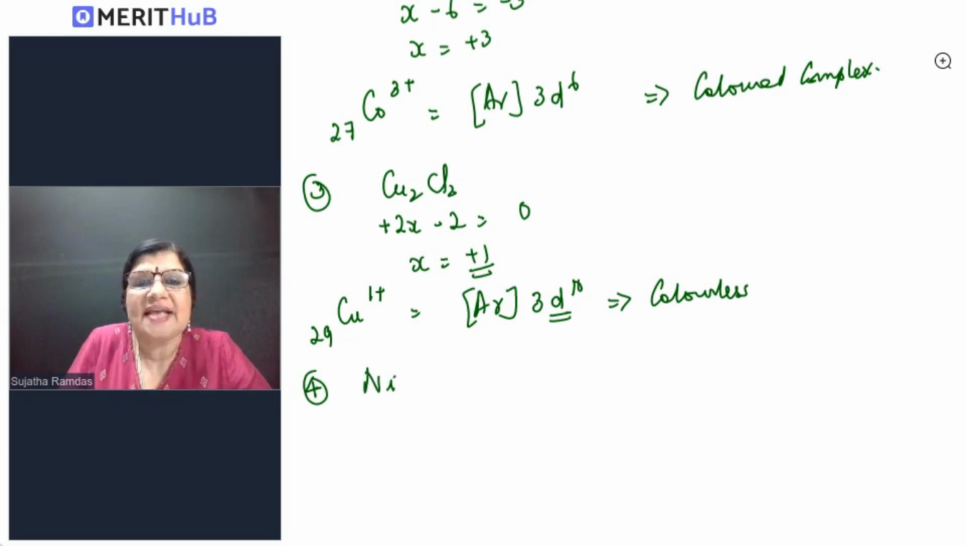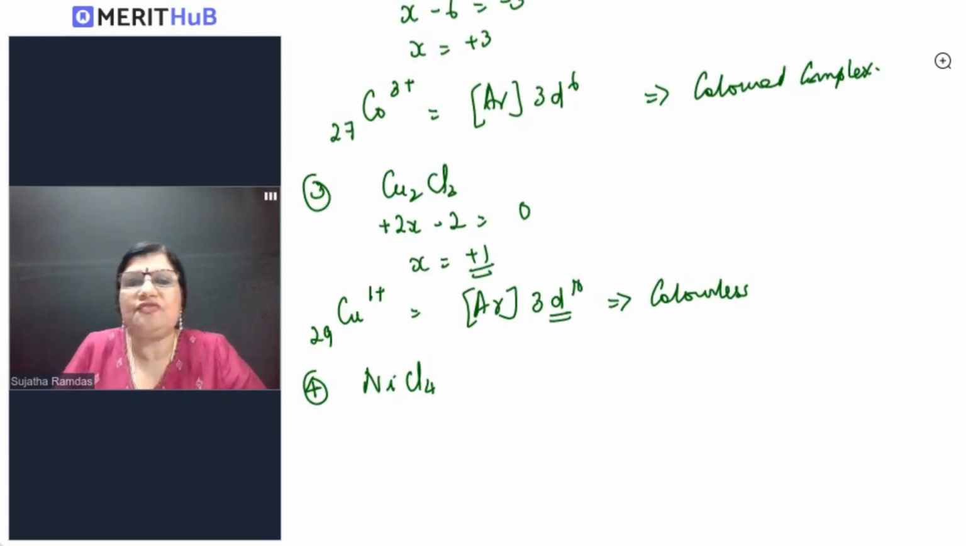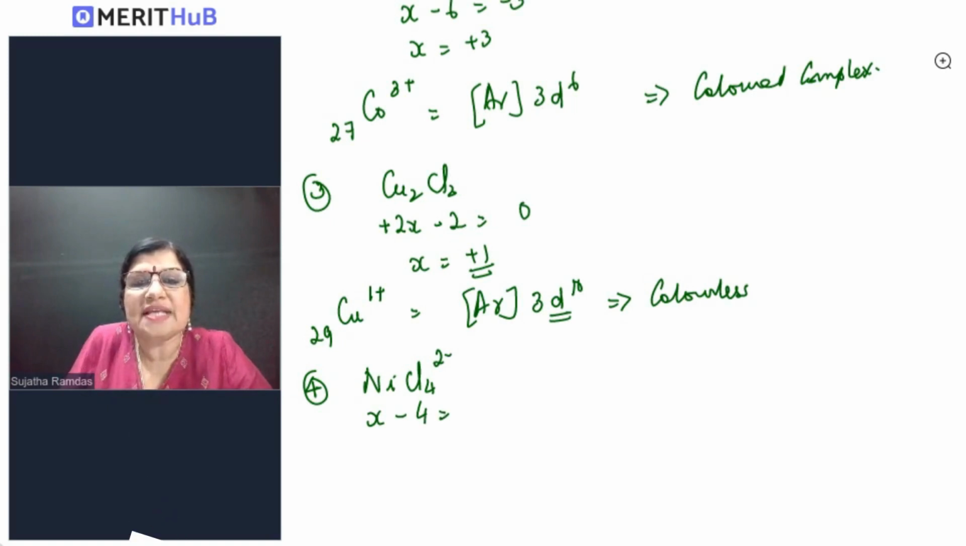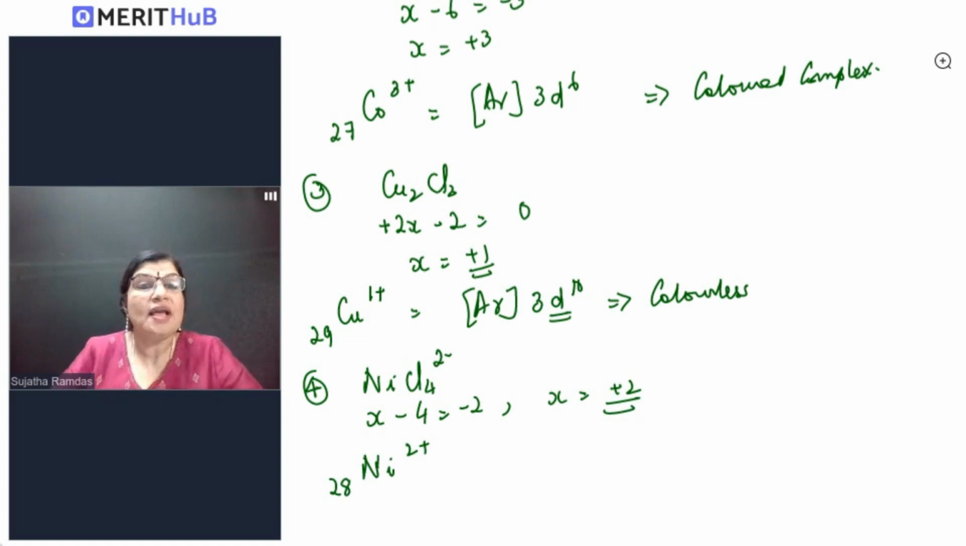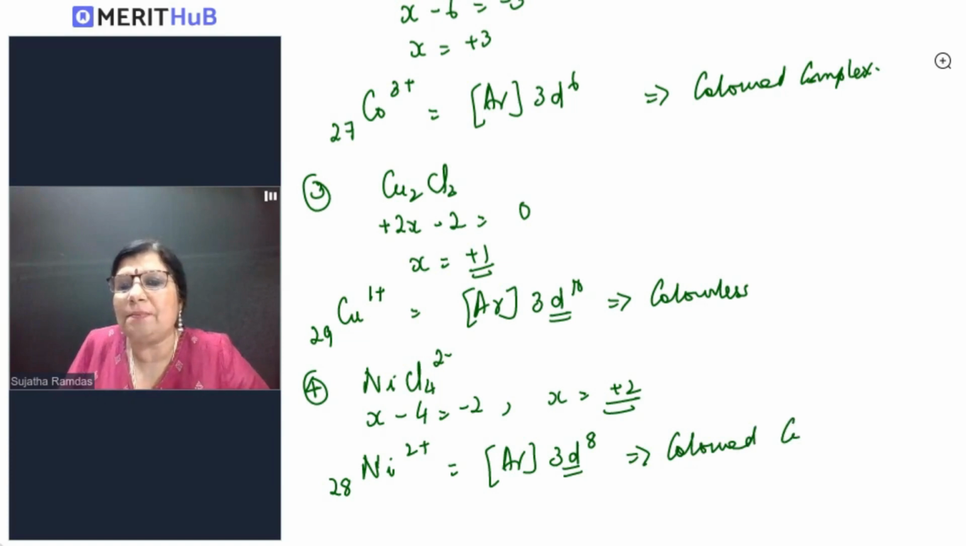The last one is NiCl4 2-, right? Yeah, NiCl4 2- complex ion. So X - 4 is equal to -2, or X is equal to +2. So nickel is in the +2 oxidation state. Nickel has an atomic number of 28, so 28 minus 2 is 26. Argon, 18. And then we have 3d8, right? So this is d8, and therefore it will exhibit color, a colored complex.